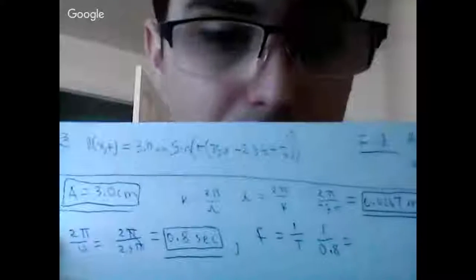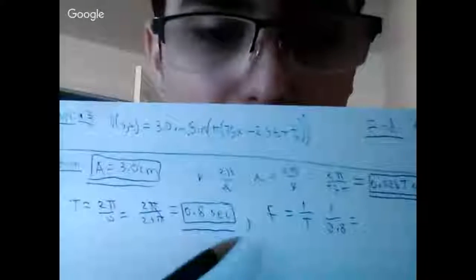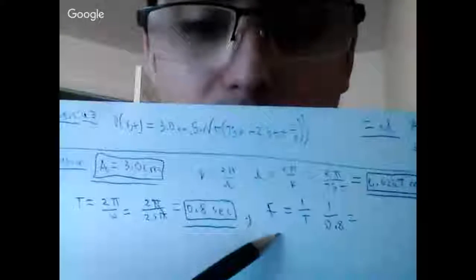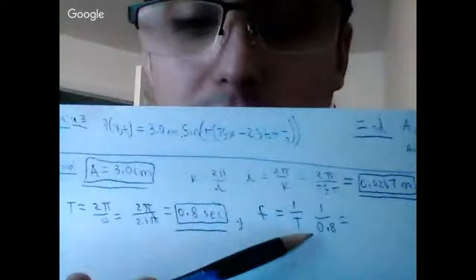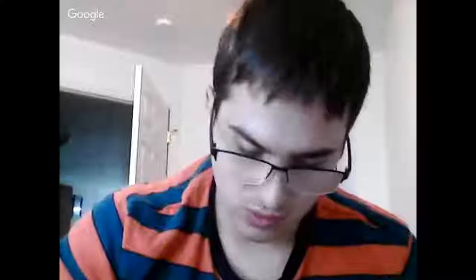Next is the frequency, which can be found, it's just 1 over T. So you just take what we just found for a period of 0.8 seconds and you divide 1 by that. So frequency is equal to 1 over T, so 1 over 0.8. And that will give us 1.25 hertz is what the units on that are.